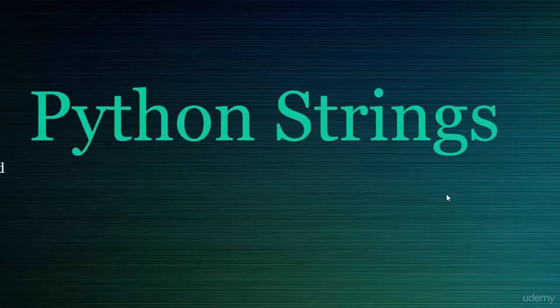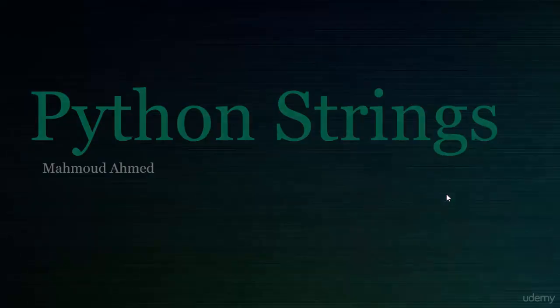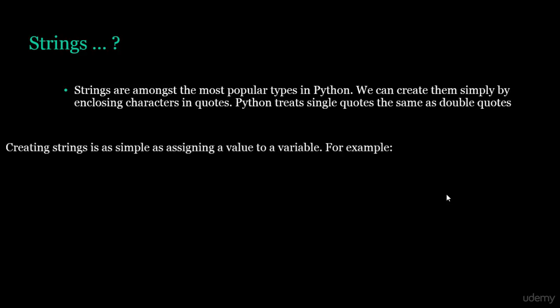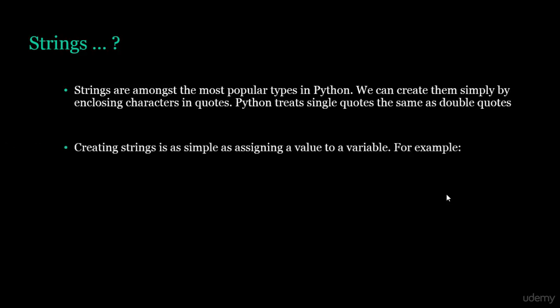In this new part of our course, I'll talk about Python strings in detail. Let's start. What's a string in Python? Strings are among the most popular types in Python. We can create them simply by enclosing characters in quotes. Python treats single quotes the same as double quotes. Remember, single quotes are the same as double quotes. Creating a string is as simple as assigning a value to a variable.